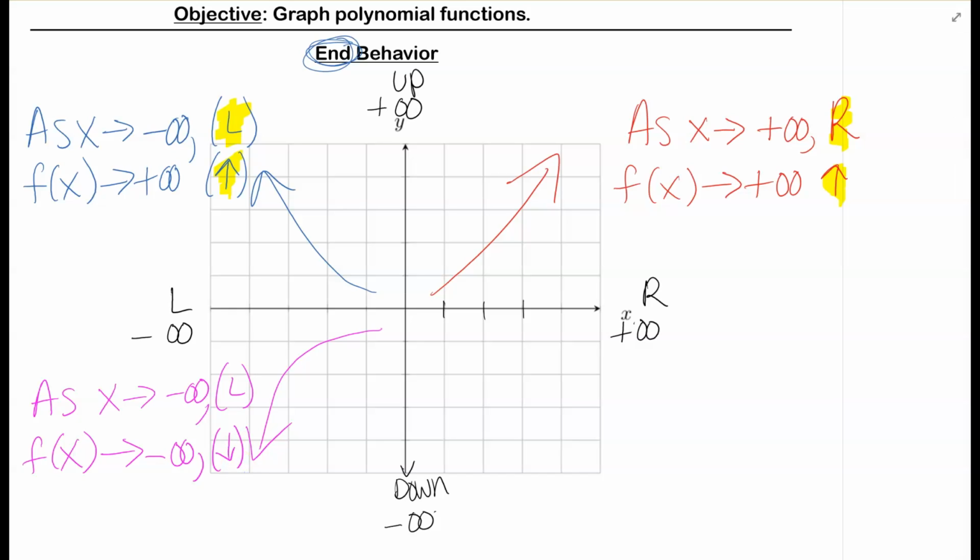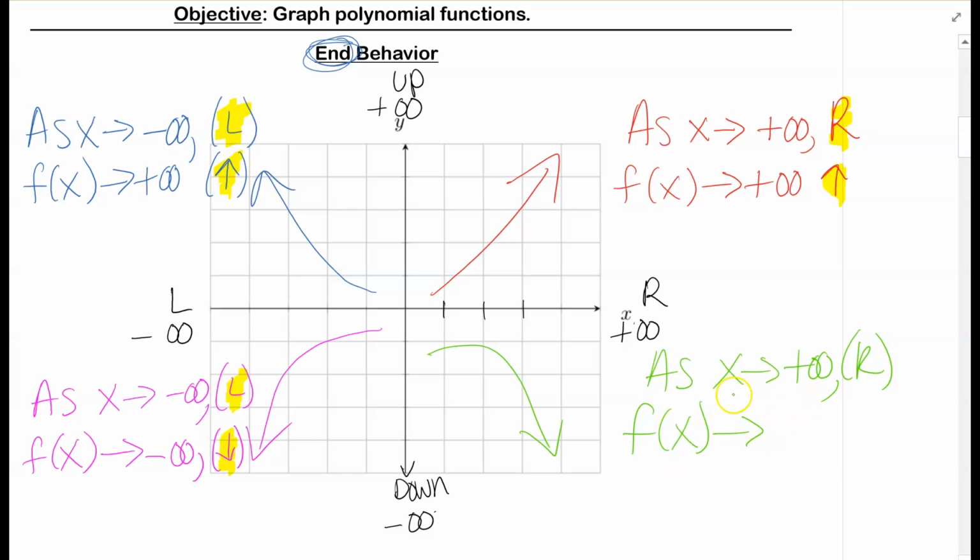Okay? So as your x values are going to the left, the function is going downwards. And if I have an example going like this, then this is the right side. So as x approaches the right side, which is positive infinity, the function approaches downwards, and downwards is negative infinity. So again, as x goes to the right, the function goes down.